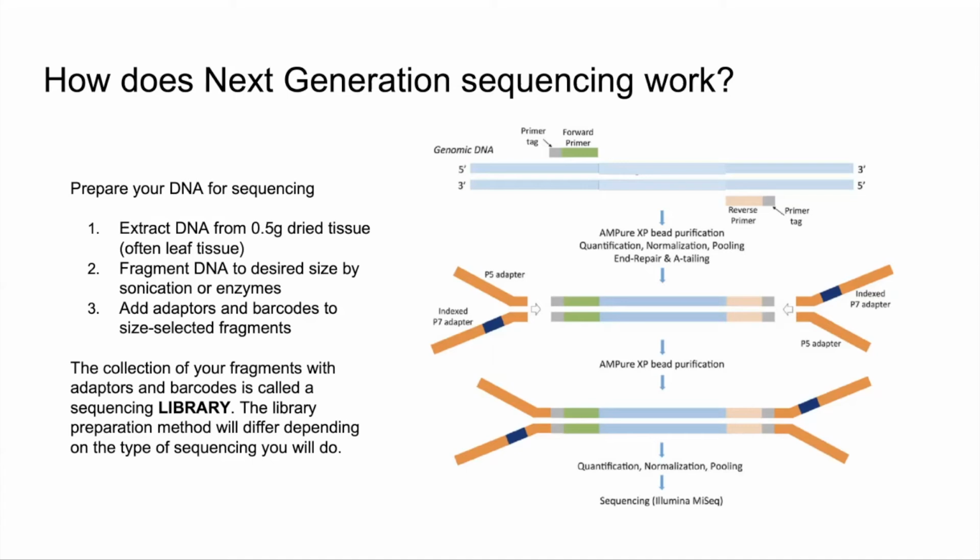So we see genomic DNA, and then there's some things that happen: bead purification and quantification and repair, and so on. We don't need to talk about that. But below that, where we're adding these adapters and barcodes, those are going to help us identify the samples and track them at the end of the experiment. And the collection of the fragments at the end of this experiment is a sequencing library. The library preparation method will be different depending on the type of sequencing that you do. And so here we're showing what it might look like for an Illumina sequencing run.